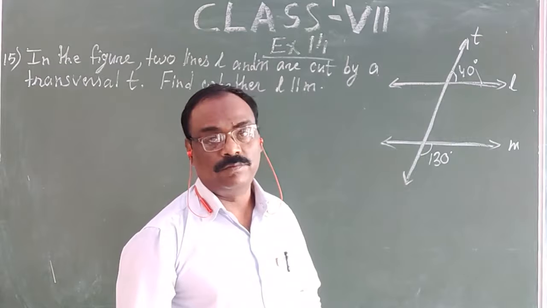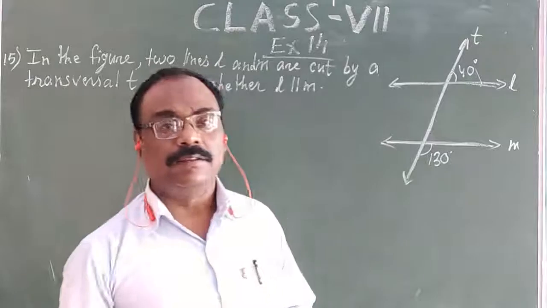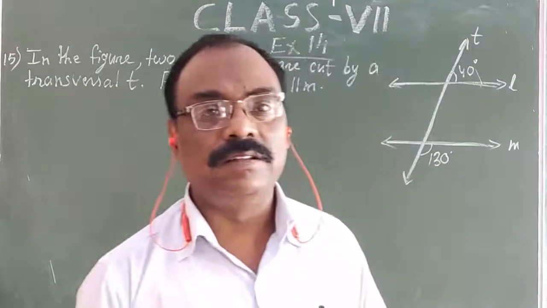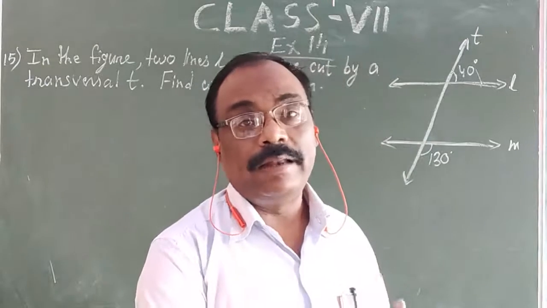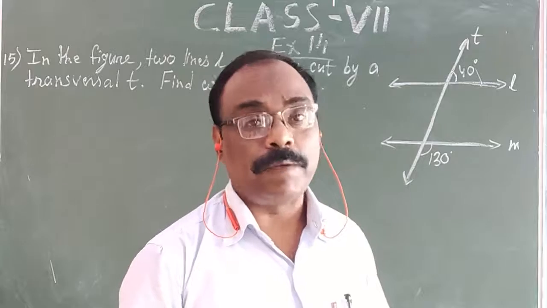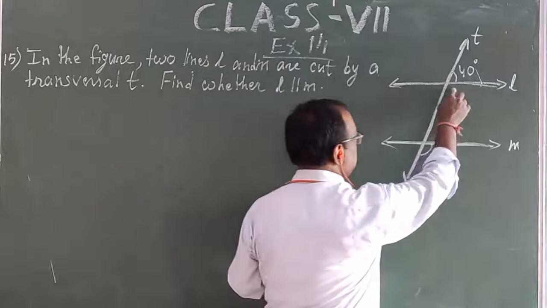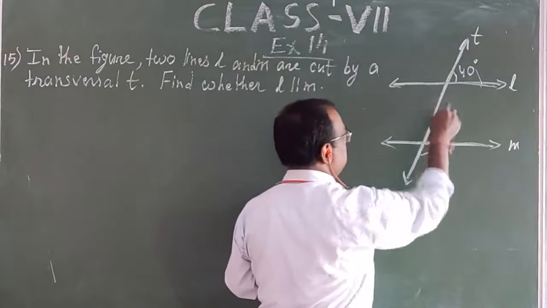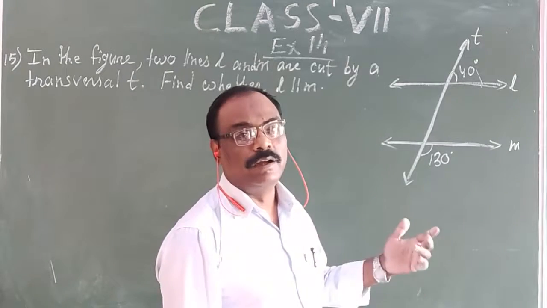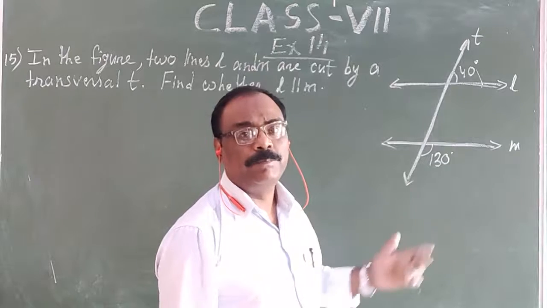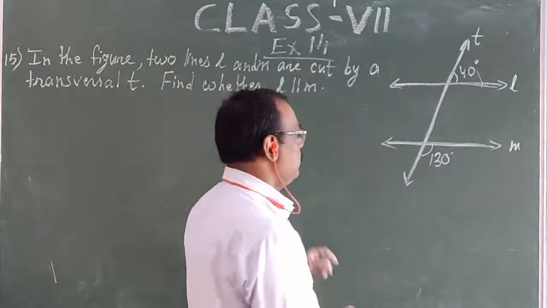So how to prove? If we can prove that the sum of the co-interior angles is 180 degree, then the lines L and M are parallel. Co-interior angles means if we prove that this angle and this angle, the sum of these two angles is 180 degree, then L and M are parallel. So how can we prove this?